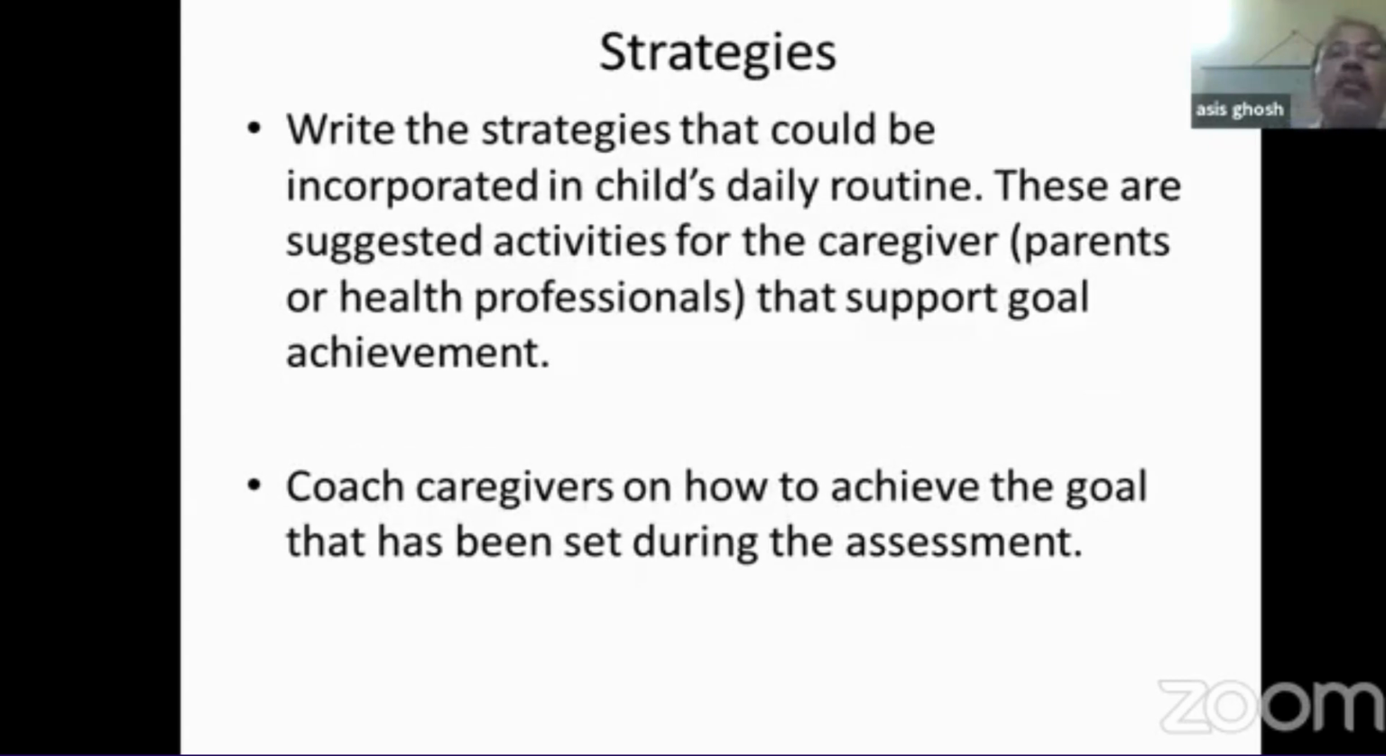The strategies are actually written in their exercise books. So write the strategies that could be incorporated in the child's daily routine. These are suggested activities for caregivers, parents, or health professionals that support goal achievement. So coach the caregivers rather than giving them directives: how to achieve the goal that has been set during the assessment. And you have taken them into your confidence and say, well, if you do this, let us see how your child improves. When you come next time, we will see.